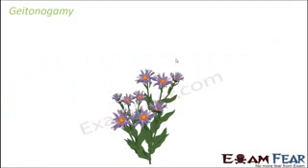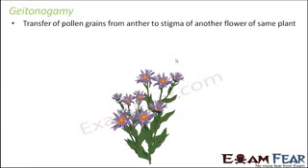So let us look at the next type of pollination, that is geitonogamy. So what does it do? Here there is transfer of pollen grains from the anther to the stigma of another flower of the same plant. So you are still on the same plant, but in autogamy the transfer was happening within one flower, whereas here the transfer is happening from one flower to another. So it is a little more distance now. Some people say that when it is from one flower to another flower, it should be like cross-pollination. But since it is of the same plant, it is self-pollination as well.